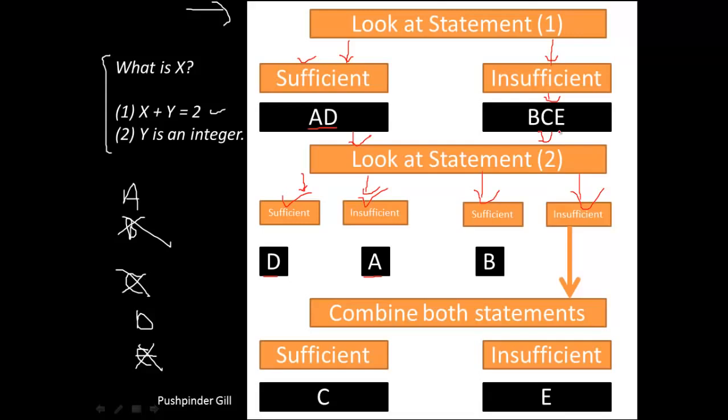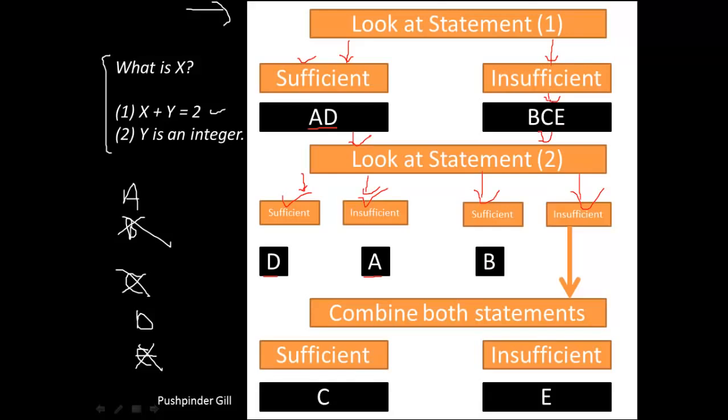If it's insufficient, your answer choices are between B, C and E. Then you look at statement 2. If statement 1 is sufficient and statement 2 is sufficient, your answer is D. Statement 1 sufficient, statement 2 insufficient, answer is A. Statement 1 insufficient, statement 2 sufficient, answer is B.